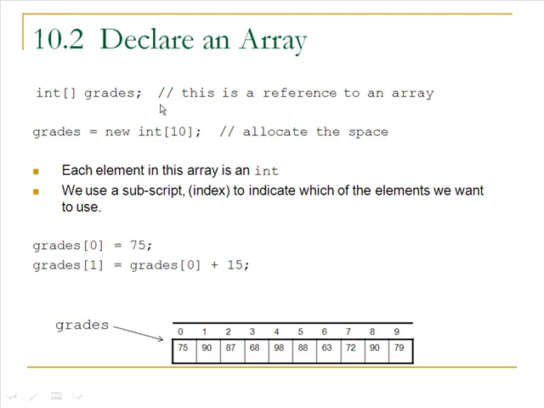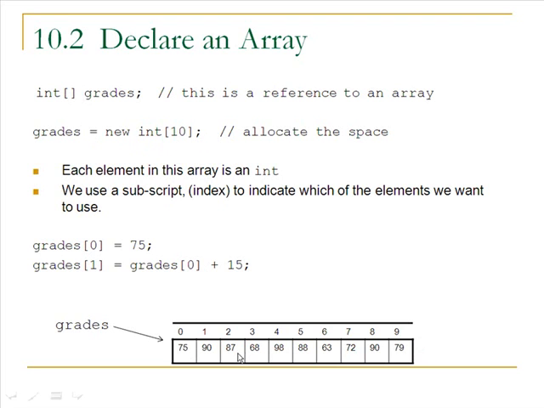So we don't have an array yet. We have a reference to an array, and when we allocate the space for an array, we're going to say new and then name the data type of each element and then say how many we want. So this piece of memory down here with the 10 elements gets allocated by saying new int 10.